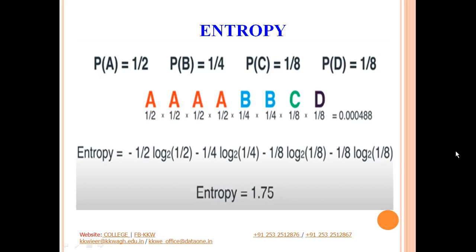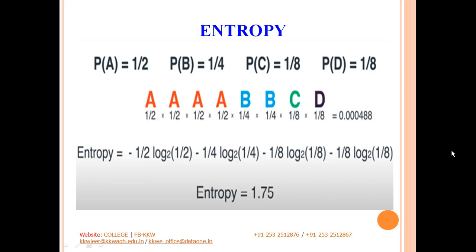If I want to calculate the entropy of this, it would give me minus half into log of half, minus 1 by 4 into log of 1 by 4 for B, minus 1 by 8 into log of 1 by 8 for C, and again minus 1 by 8 into log of 1 by 8 for D. That gives us the entropy of 1.75. So this is how you calculate the entropy. It is a measure of calculating impurity.